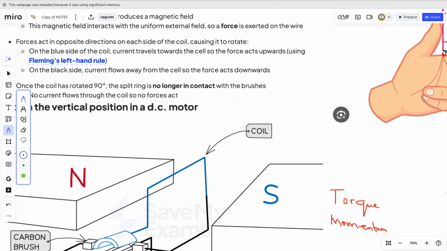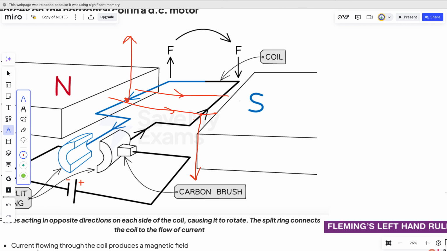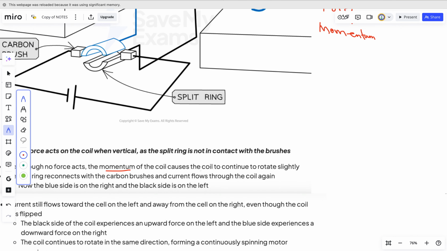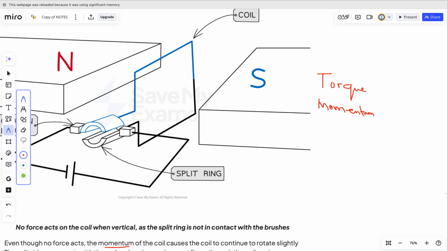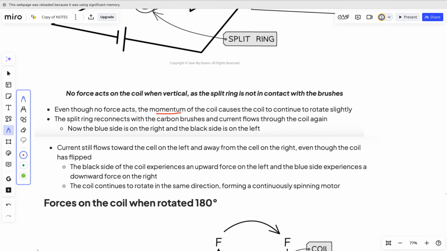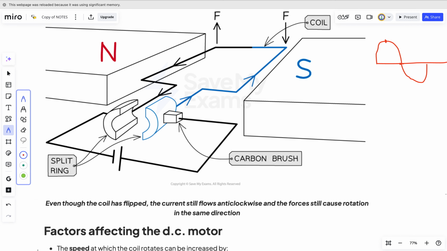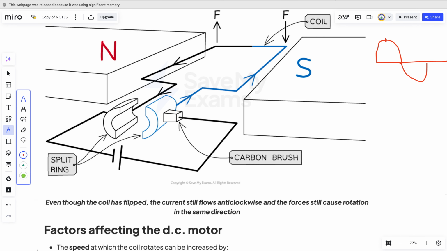This is what we saw earlier on. Look at it. The blue one was here, and the force was up this way and down this way. Now it has rotated 180 degrees. Here is at 90 degree rotation, and then here is at 180 degree rotation. So at 180 degree rotation, the force here is down. The force here is up.